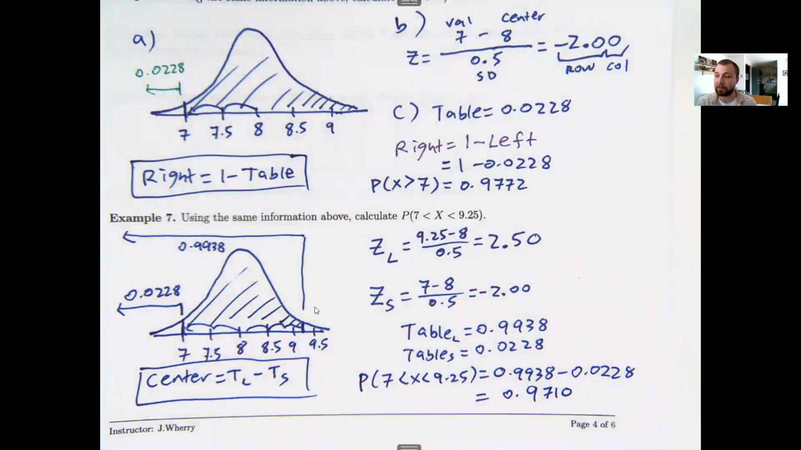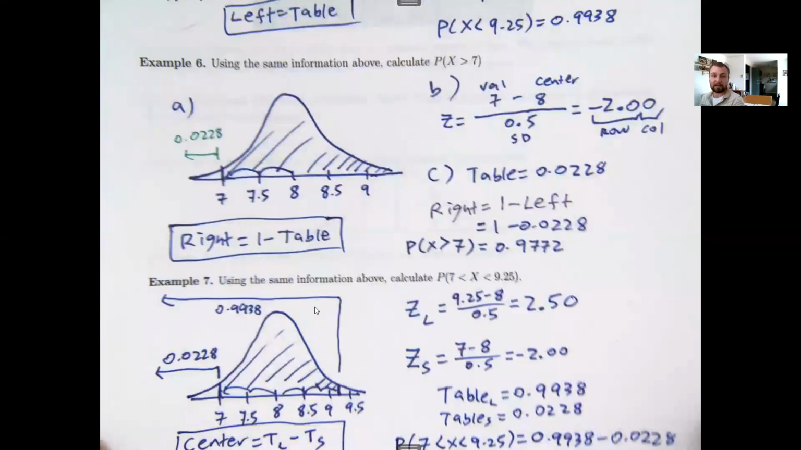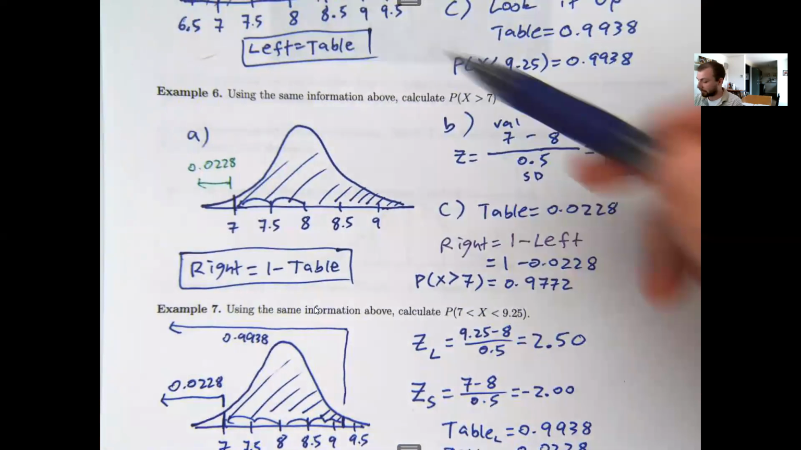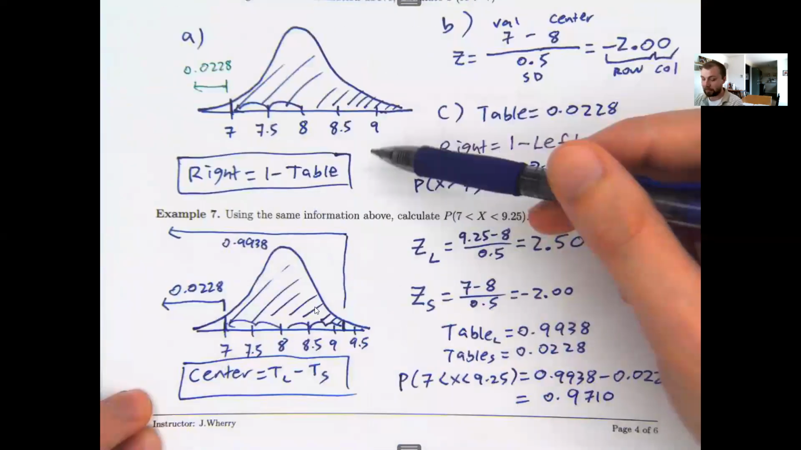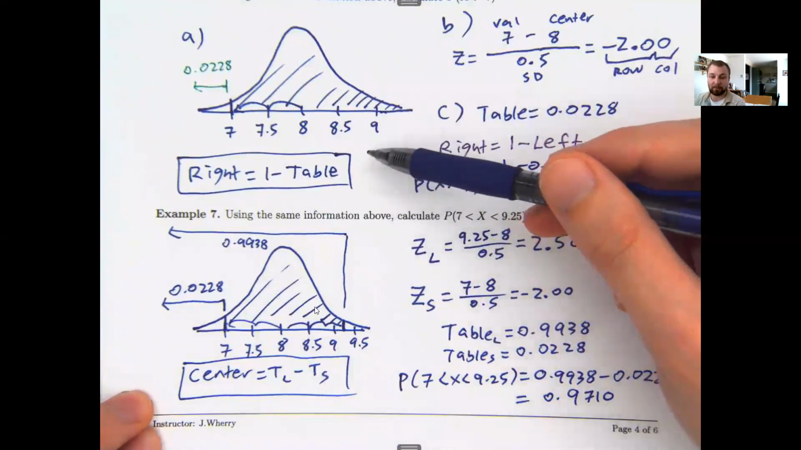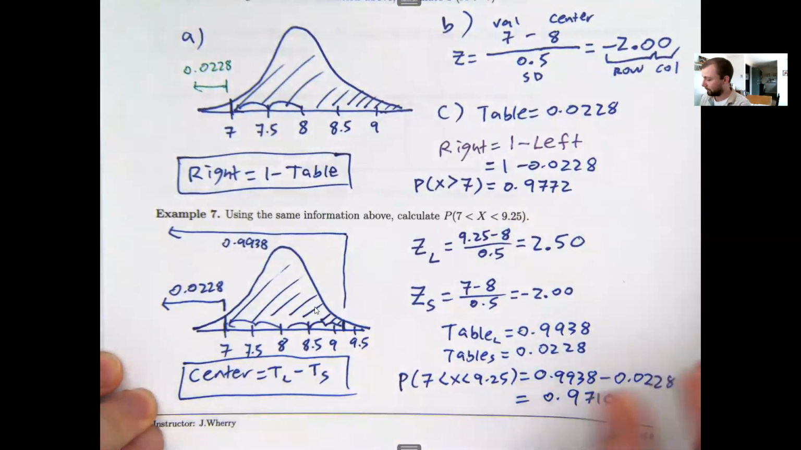This is a skill that you should continue to practice. Much like learning a new language, you have to continue to practice this until you gain mastery over it. But I hope you're getting a feel for how this table is working. And I wanted you to see at least a core example of each of these things. If it's shaded to the left, you're using the table value. If it's shaded to the right, you're using 1 minus the table value. And if it's between two numbers, subtract those two table values.